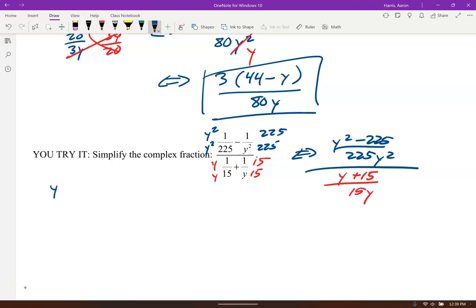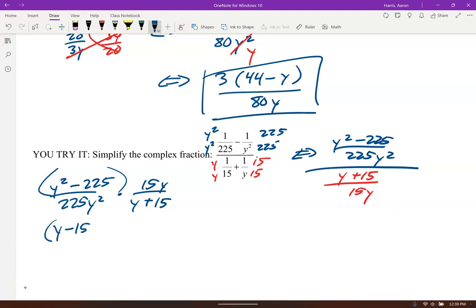So now we can multiply by the reciprocal. y squared minus 225 all over 225y squared is going to be multiplied by the reciprocal, 15y over y plus 15. Okay. Now this y squared minus 225, that's actually a difference of squares. It's y minus 15 times y plus 15, because 15 times 15 is 225. And then you've got the 15y.